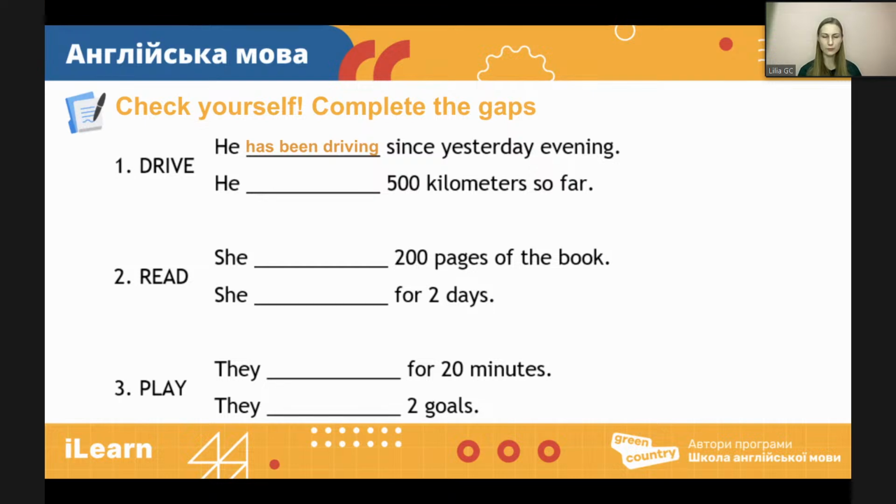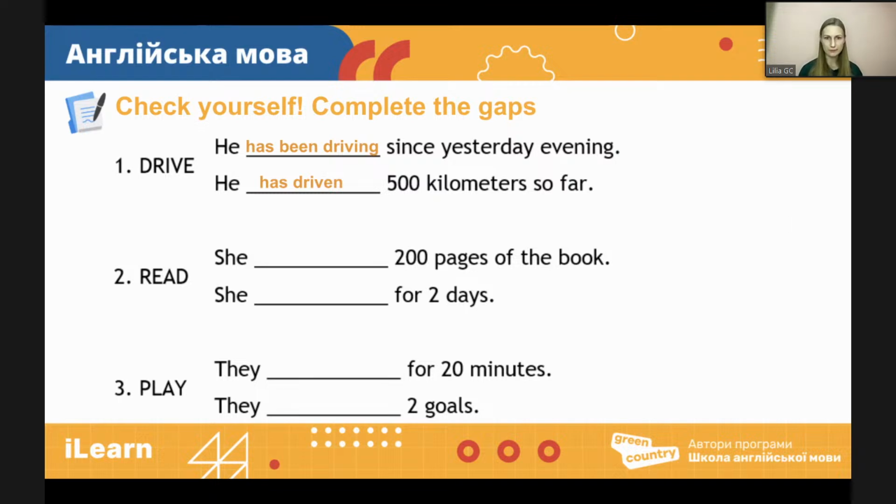Driving, not driven, because driven, it's like you always live. So do not use the third form instead of ing when it's continuous. And he has driven. Він проїхав. So pay attention. Він їде since yesterday. І він проїхав 500 kilometers. Even in Ukrainian, you can translate it differently.